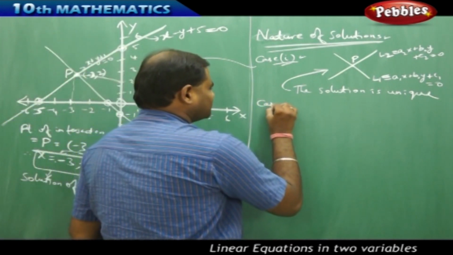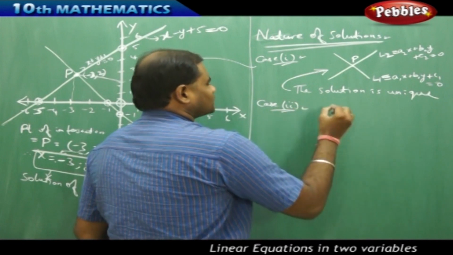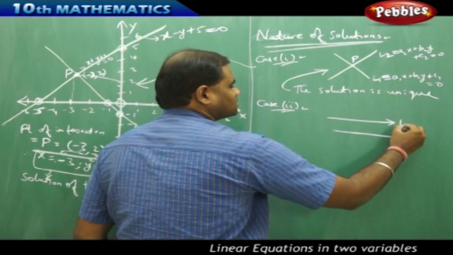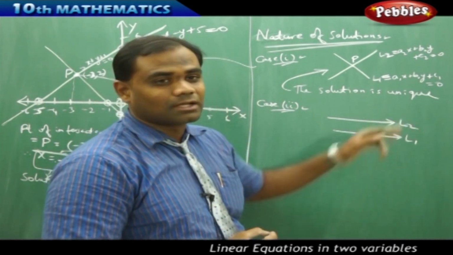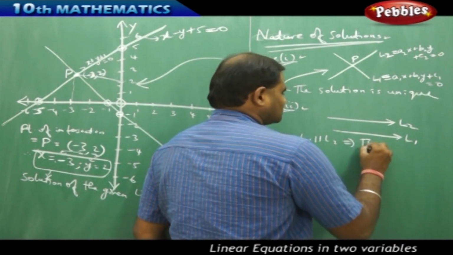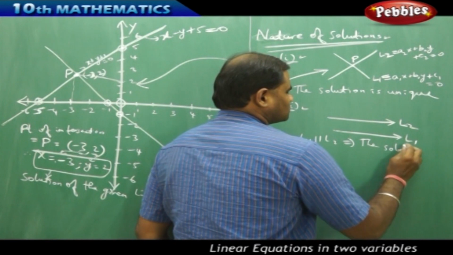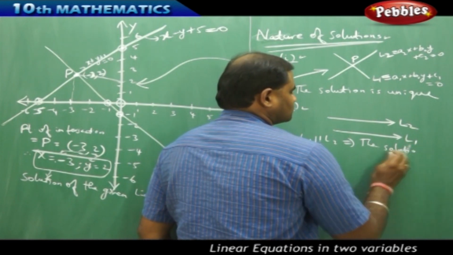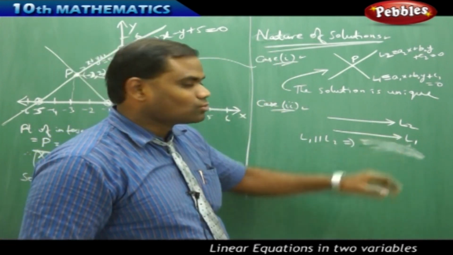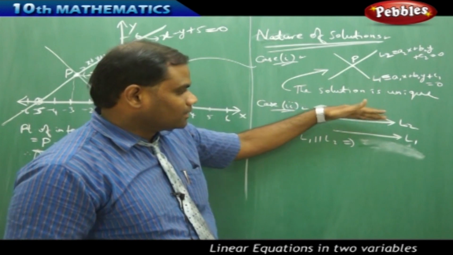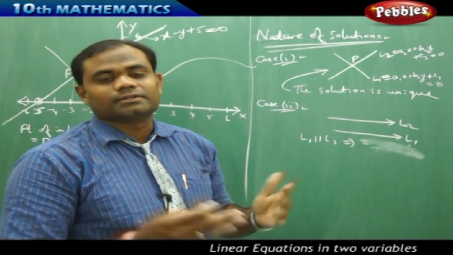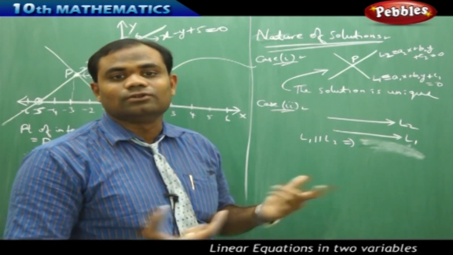Similarly, I take case 2. If I have two lines which are parallel, L1 and L2 given by similar equations, where we denote L1 parallel to L2, this implies, with the general understanding, that the two lines never meet. When two lines are parallel, they never meet, even at infinite distance. That means there is no point of intersection and hence no solution.